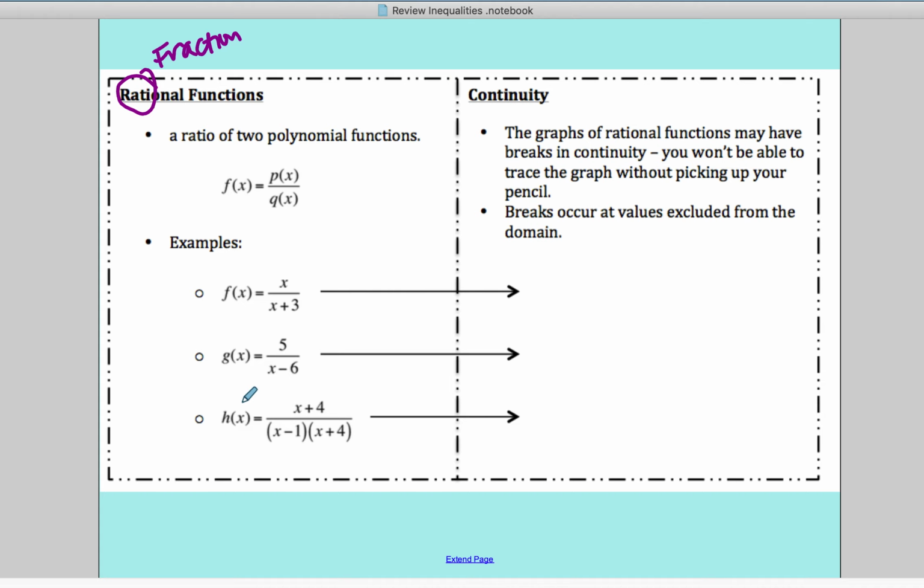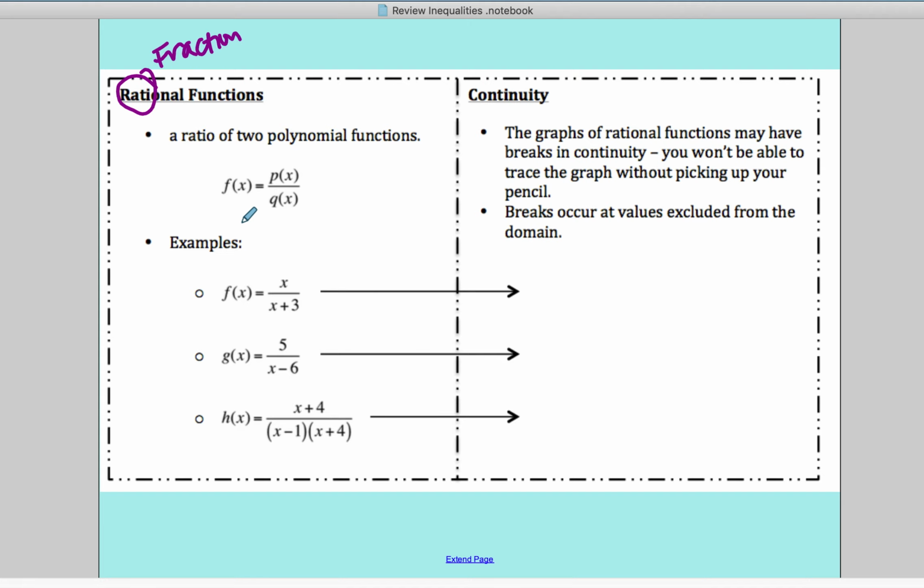So our very first example we did of a linear was a fraction. However, the difference with rationals is it is a ratio of two polynomials. So there will be an x in the denominator. If there's ever an x in the denominator and it's a fraction, then it is a rational function.